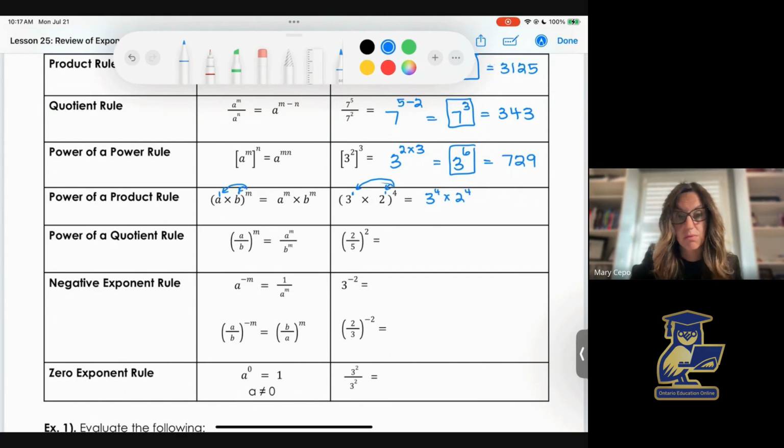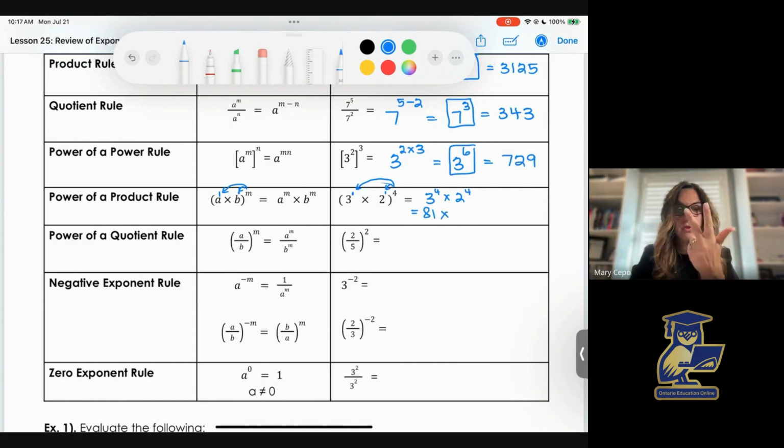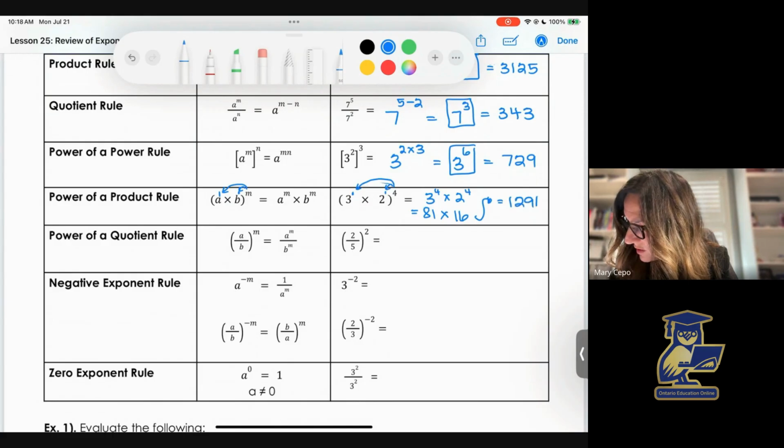However, we can simplify. We know 3 to the power of 4 is 3 times 3 times 3 times 3, which would be 81. 2 times 2 times 2 times 2, we know that is going to be 16. And then we know 81 times 16 is 1,296.